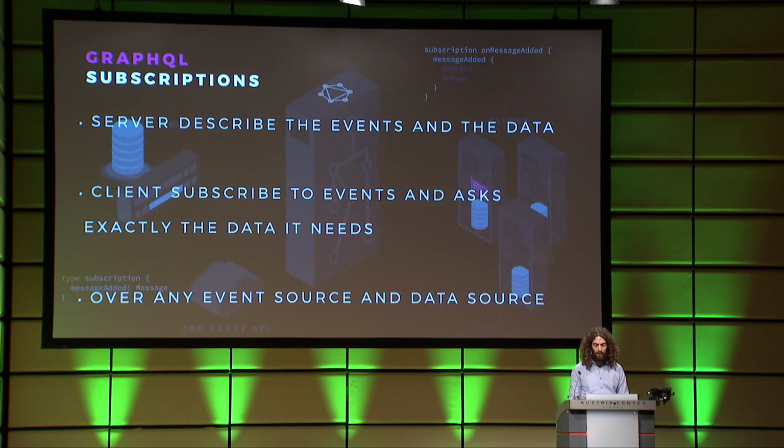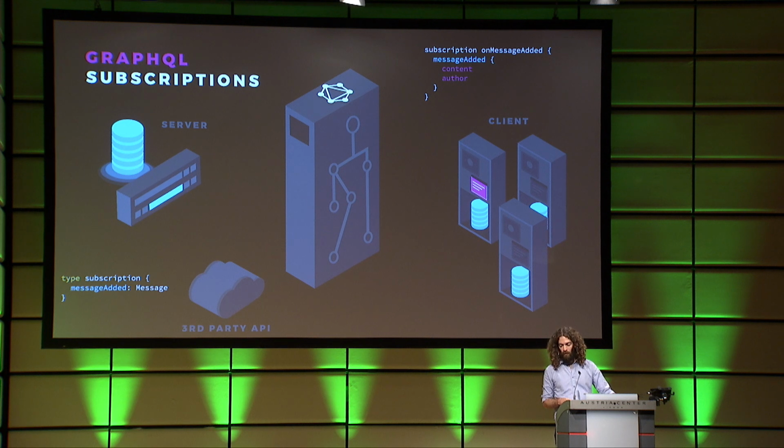So let's see some examples of how it works. In my schema, I describe a subscription, a message added event. And every time there's a message added event, I can query the message. Now the client says, okay, I want to subscribe to a message event, but every time there's a message event, I want to get just the content and the author, no more, no less.